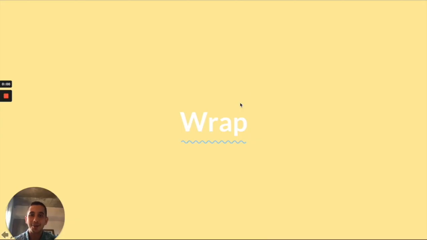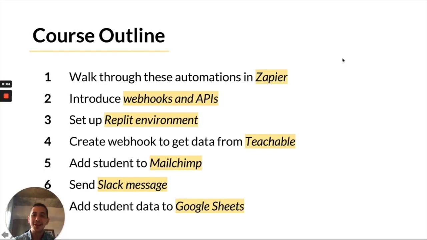And that is a wrap on the automations course. Awesome job. So we've spent the past hour together learning to write code in Python that connects Teachable, Mailchimp, Slack, and Google Sheets so that when a new student signs up for my course, their info gets added to Mailchimp, I get a Slack message, and then their data gets added to a Google Sheet.